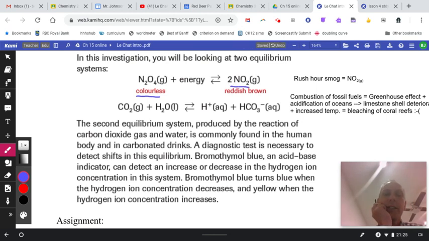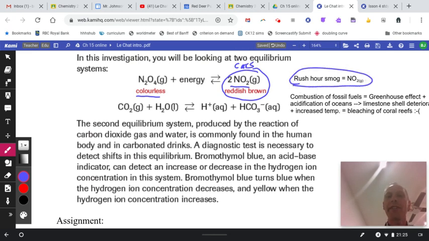In cities, when your vehicle burns gasoline, it also combusts some nitrogen and produces nitrogen dioxide. So that comes from cars. This is what creates smog, rush hour smog. If you drive into a city, you'll often see that reddish brown haze over Calgary or Edmonton, and that's due to the nitrogen dioxide.